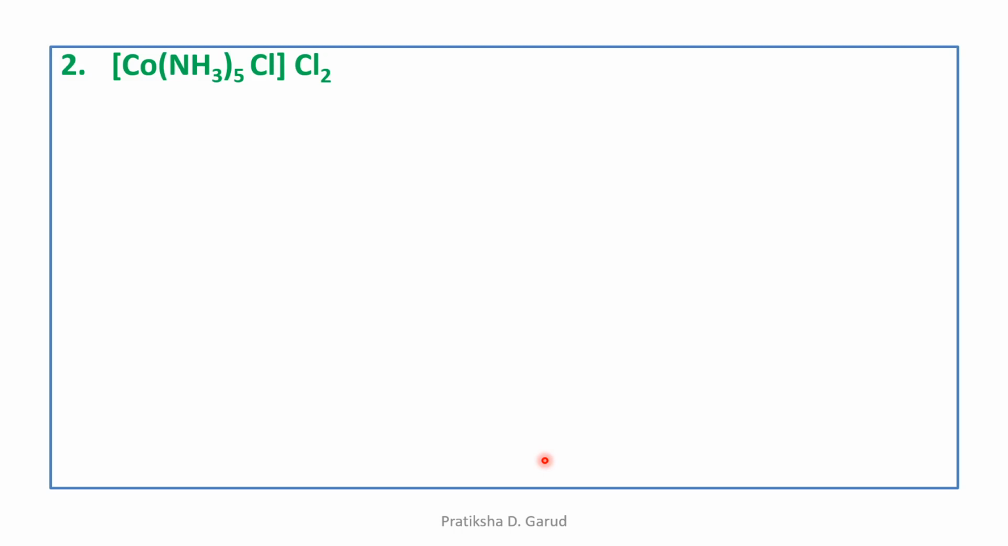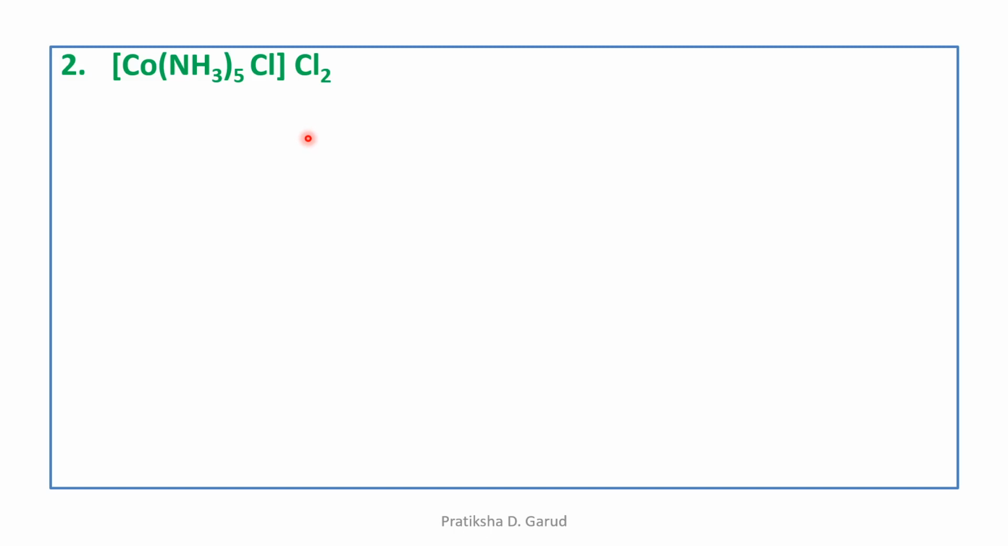The second is Co(NH3)5Cl Cl2. Now this complex shows that in the square bracket there are 6 ligands. That means the secondary valency should be 6, and this 6 secondary valency is satisfied by the 5 ammonia molecules and 1 Cl. That means they are shown by the thick line. Whereas the two Cls are present outside the square bracket. That means it should be shown by the dotted line.